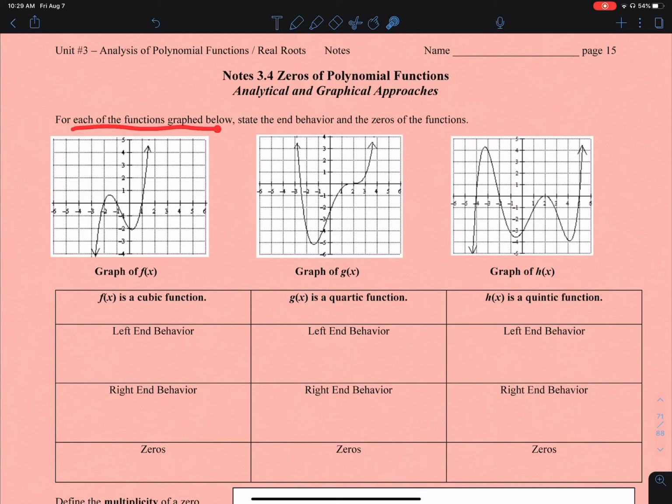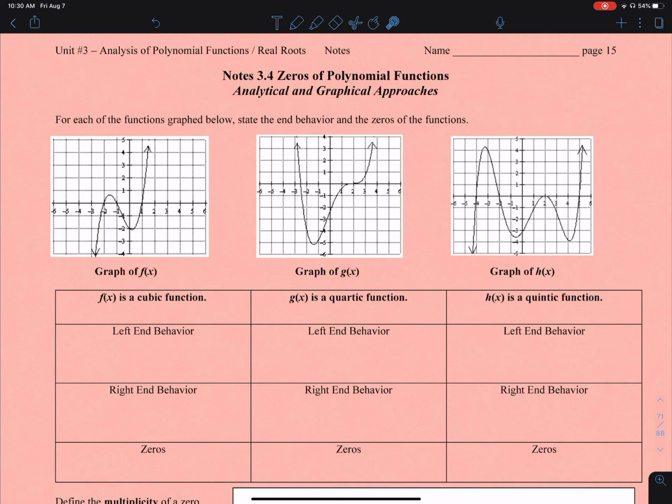For each of the functions graphed below, state the end behavior and the zeros of the function. Let's focus on end behavior. End behavior means as we travel to the left forever, what's happening to the graph? As we travel to the right forever, what's happening to the graph? Now, you don't really have a lot of choices of what's going to happen. In polynomial functions, as you go left forever, it's going to go up or down. As you go right forever, it's going to go up or down.